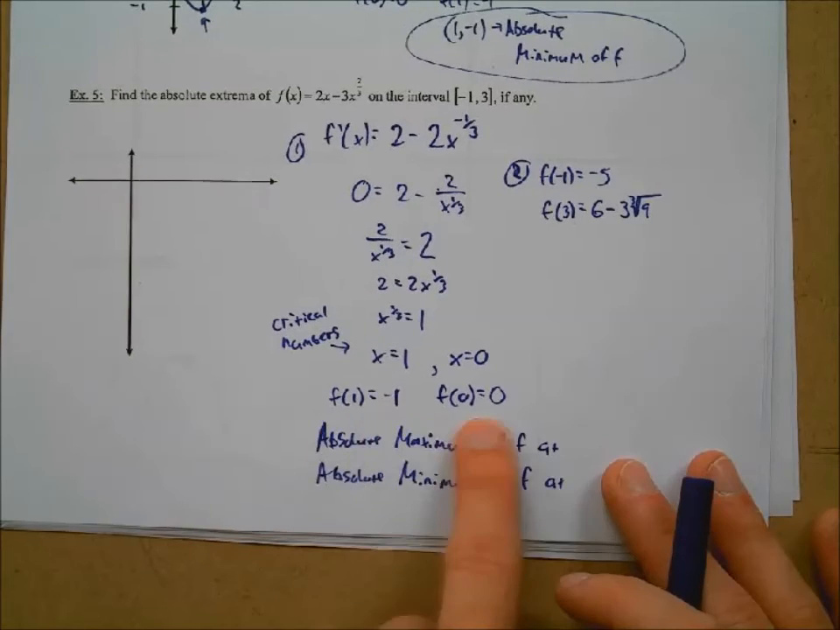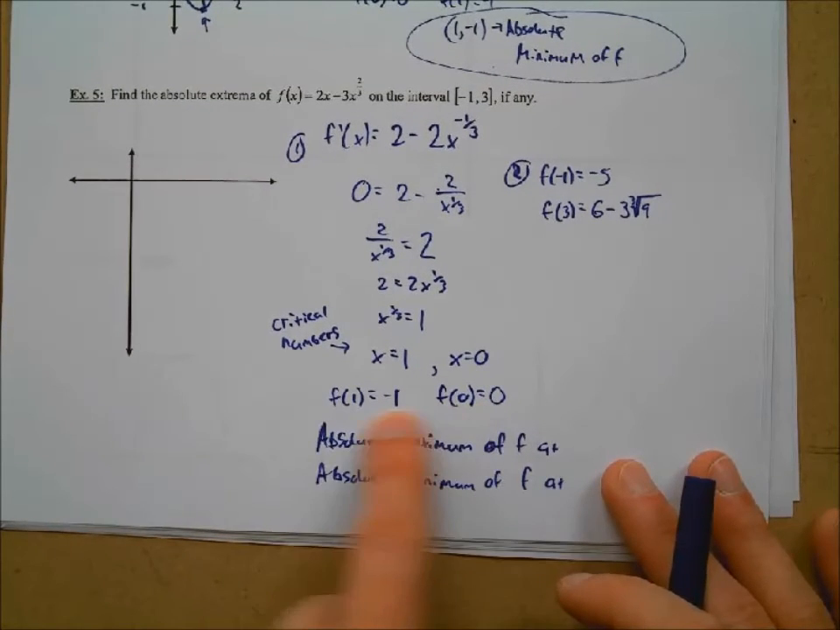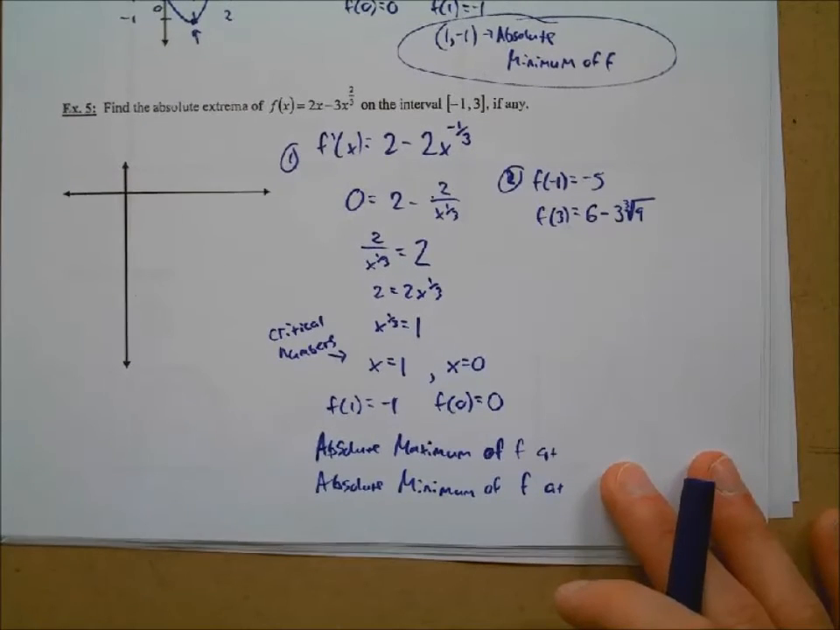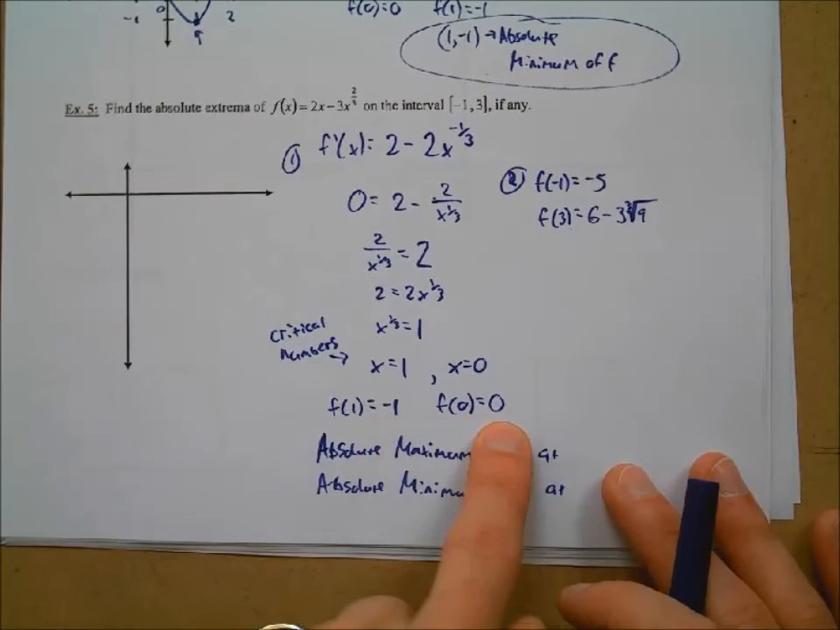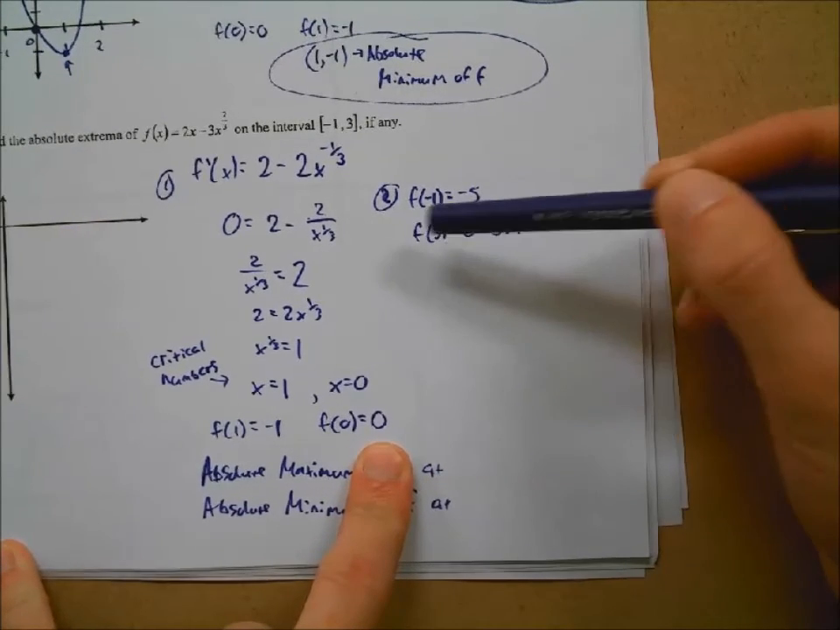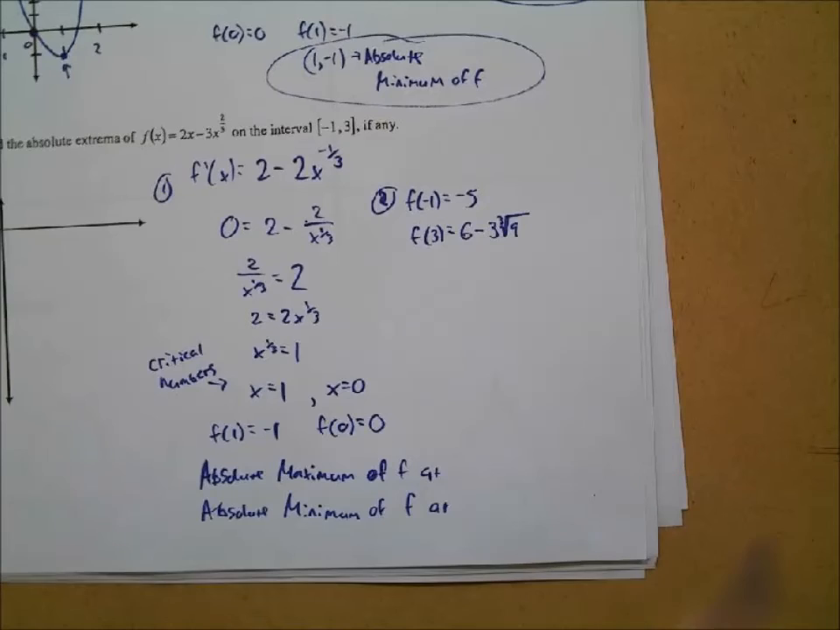And so we evaluate those critical numbers back in the original function because we're trying to determine the absolute extrema of the original function. So we plug them back into the original function, you get -1 and 0. We also evaluate our endpoints. F of -1 equals -5. F of 3 equals 6 minus 3 cube root of 9.